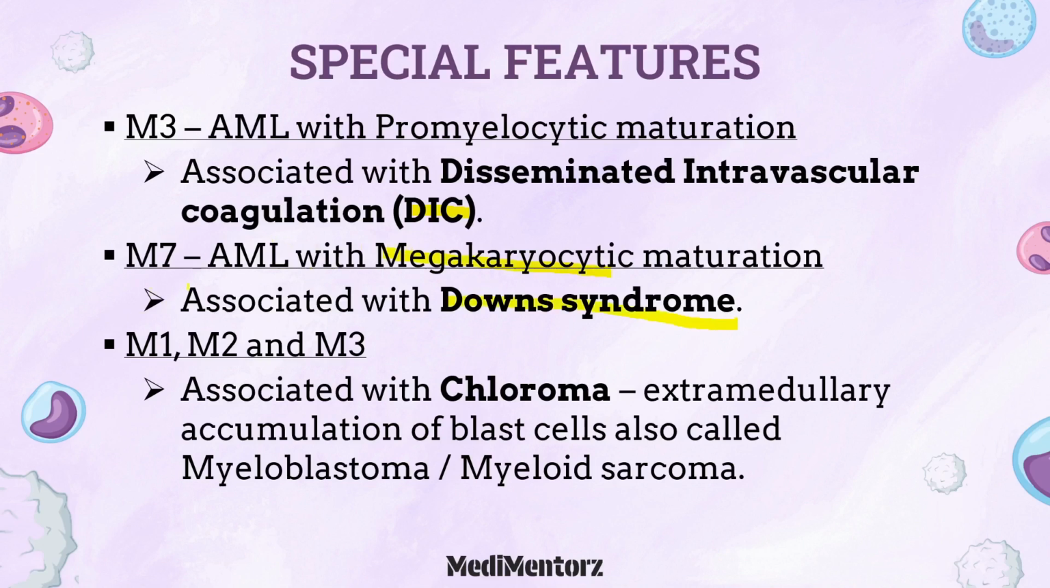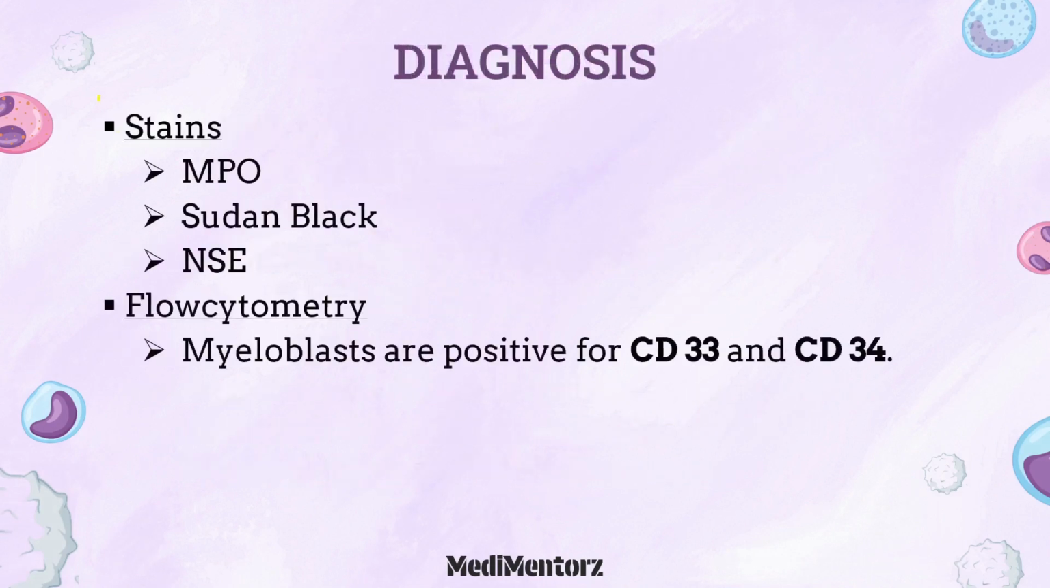Then the M1, M2 and M3 type of the AML is associated with chloroma, which is otherwise called the myeloblastoma or the myeloid sarcoma, which are nothing but the extramedullary accumulation of the blast cells. Next, the diagnosis of AML can be done by staining procedure of the peripheral blood smear or via flow cytometry. So staining of the myeloblasts are positive for the myeloperoxidase enzyme, Sudan black and non-specific esterase, as I have already mentioned. Then the flow cytometry result shows the myeloblasts which are positive for the markers such as CD33 and CD34.